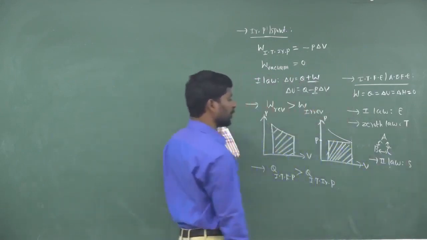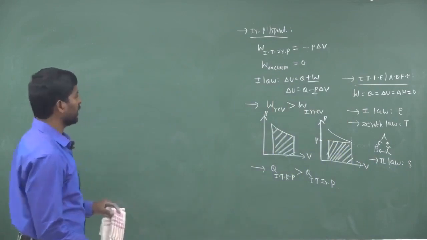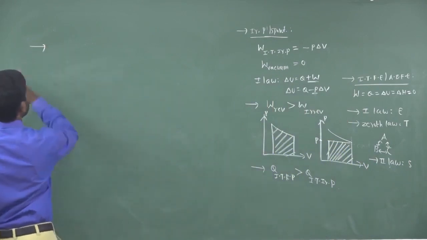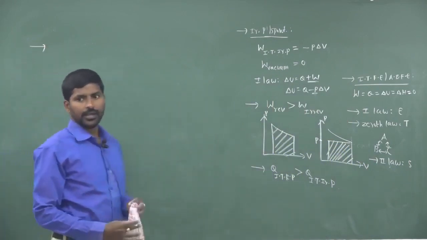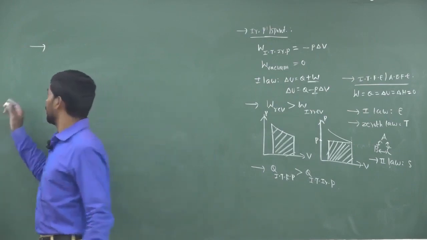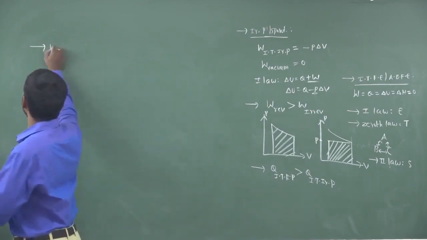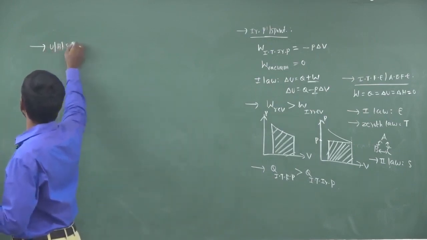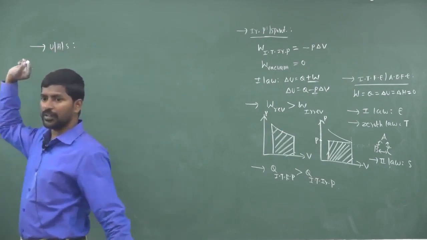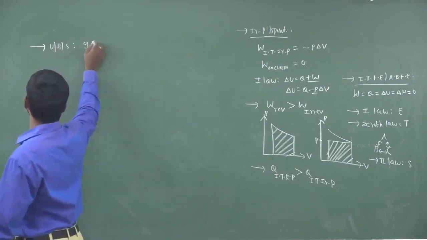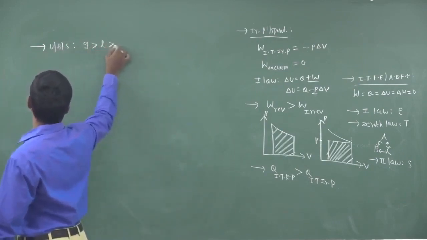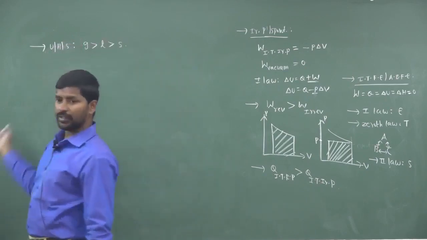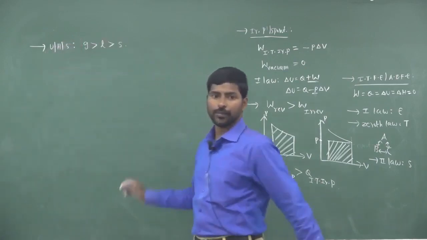The second law introduced a new concept, entropy. Entropy is a measure of disorderness or randomness present in the system. What about the order of internal energy, enthalpy or entropy for liquids, solids and gases? Gases possess more entropy compared to liquids, compared to solids. Internal energy and enthalpy also follow the same order.